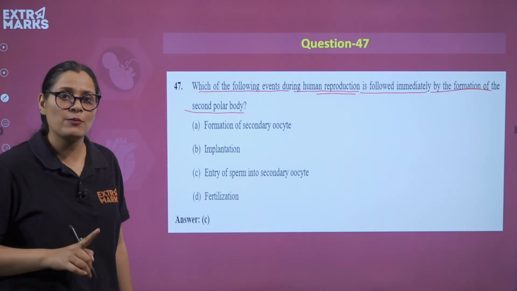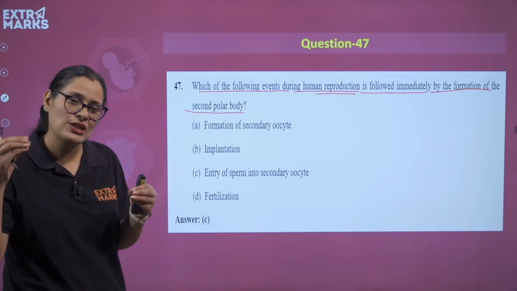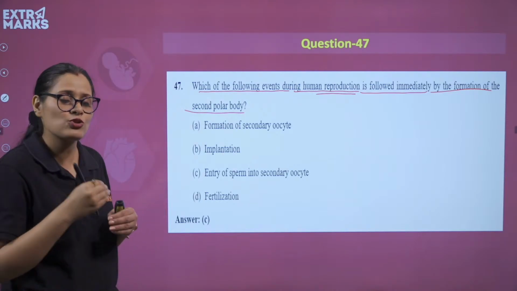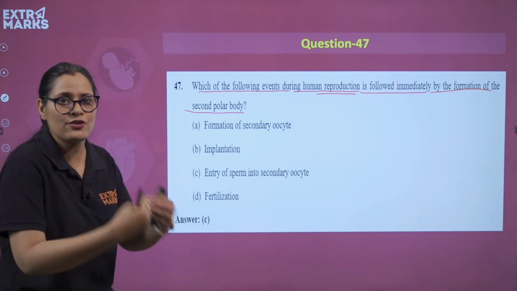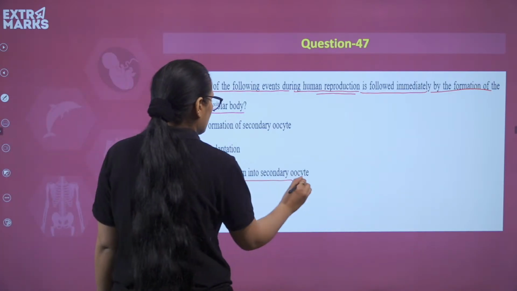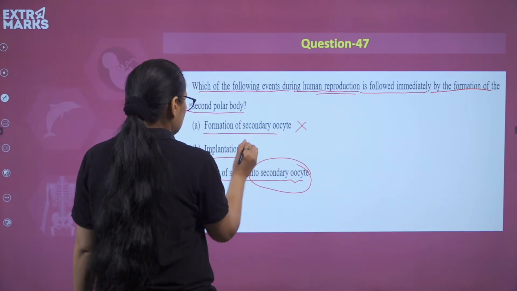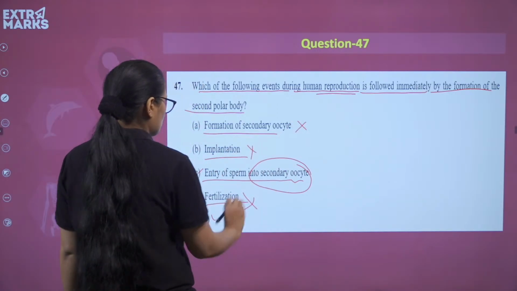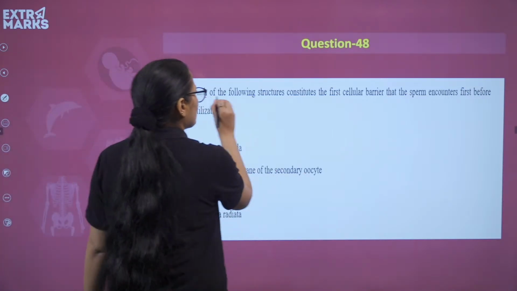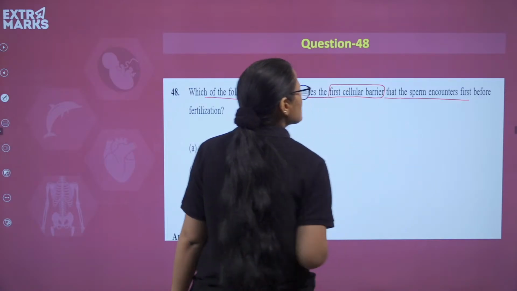So, the second polar body forms when the sperm actually enters into the ooplasm, into the cytoplasm of the egg. So, it is after the entry, or on the entry, of sperm into the oocyte. There happens entry of sperm into the secondary oocyte, and not during formation or implantation or fertilization. Answer is C.